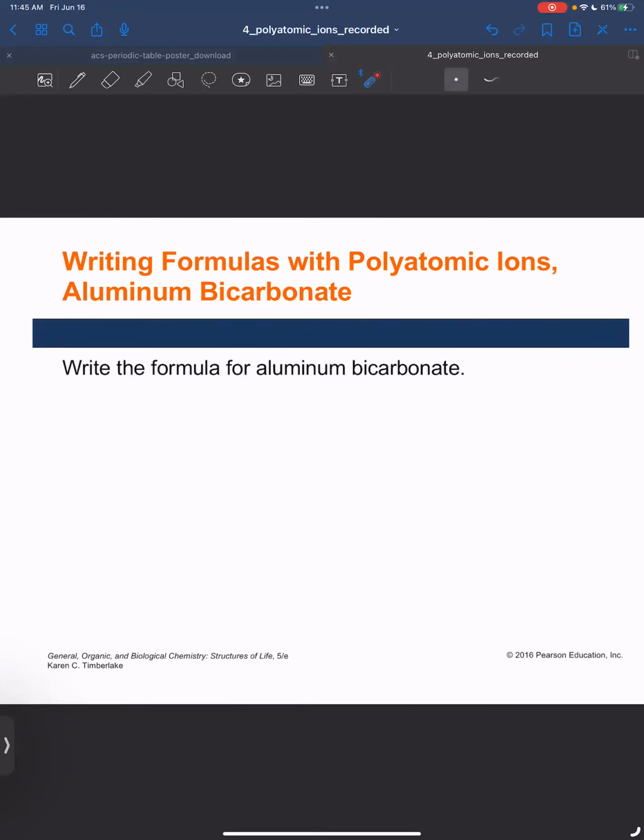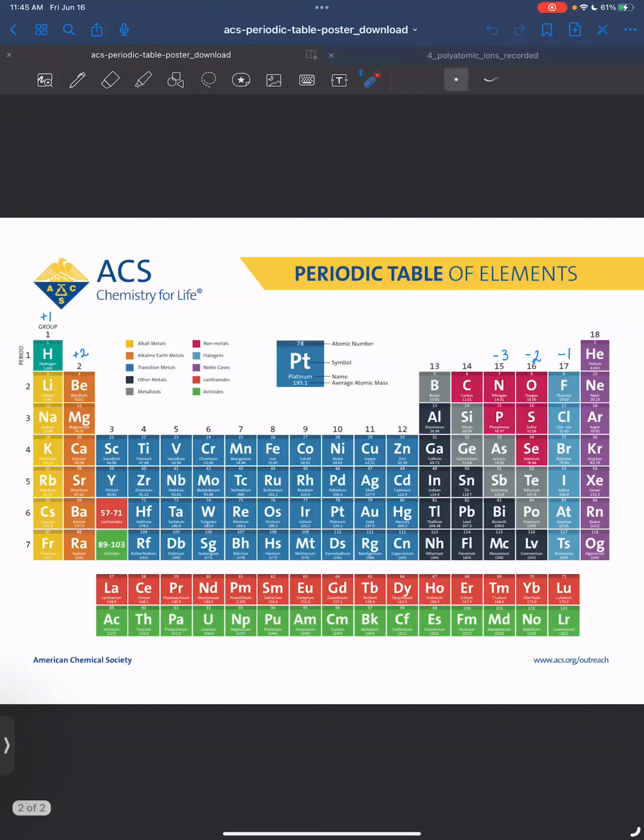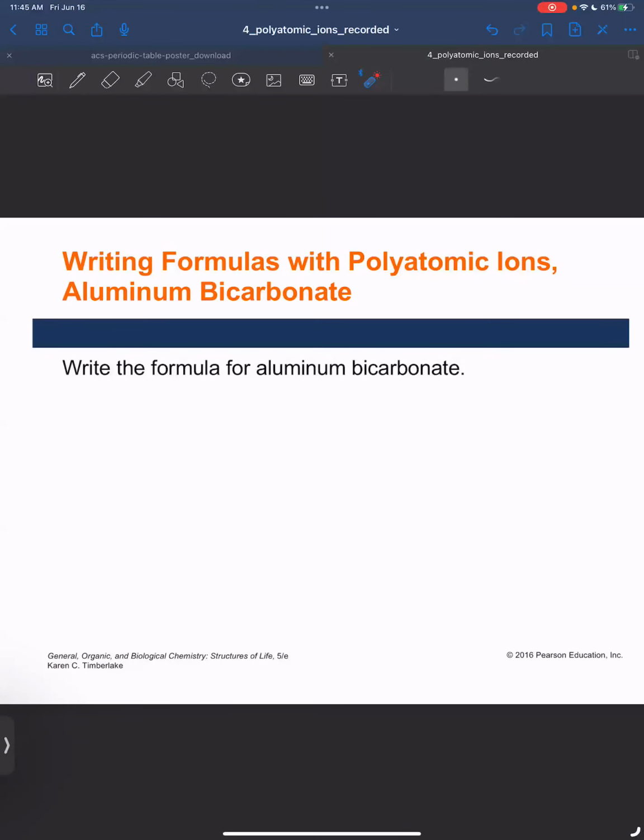So first, aluminum on the periodic table is a metal in group 13, and it has a +3 charge that doesn't change. It's not like a transition metal. So always +3. And then when you see a name that looks different than what we worked with in the previous video, for example bromide, chloride, nitride, etc., then it's most likely a polyatomic ion. That's why I said earlier it's important to become familiar with the polyatomic ions so you can recognize when you're working with one. So for example, bicarbonate is not an element on the periodic table.